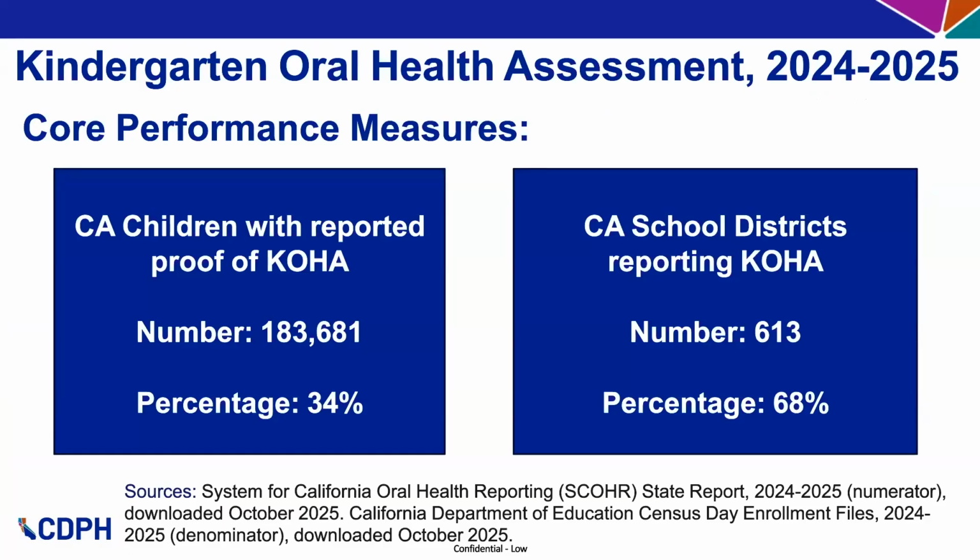So this slide gives an overview of the most recent analysis of the COHA state report from the fiscal year/school year 2024-2025. The slide focuses on the two core performance measures as I described in the previous slide. The numbers are here on the screen. So together, these two give us an integrated picture of both the children's participation in COHA as well as the school district's participation. And combined, they give us a very good picture of our progress made in COHA assessments and reporting statewide. Next slide, please.